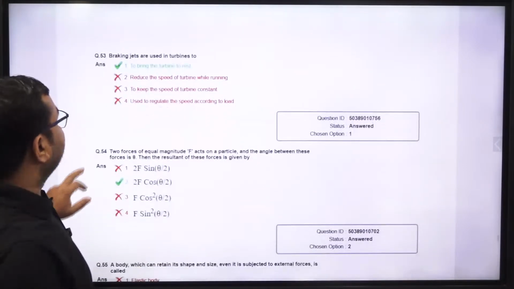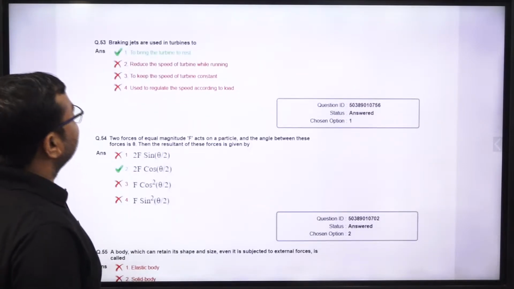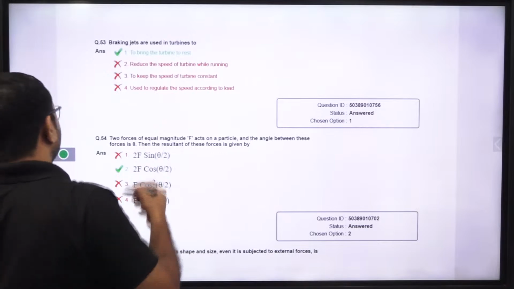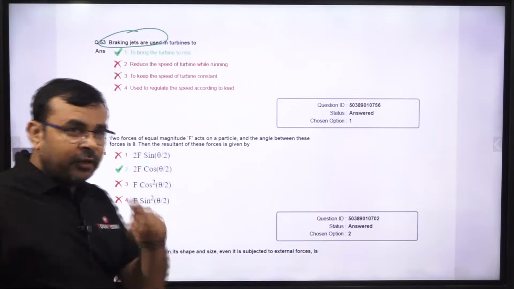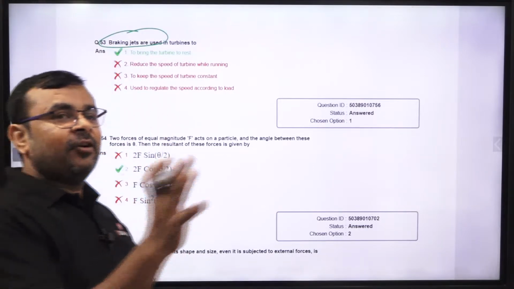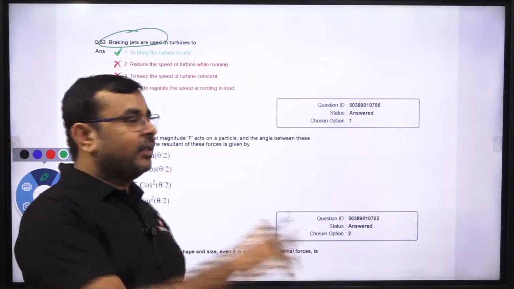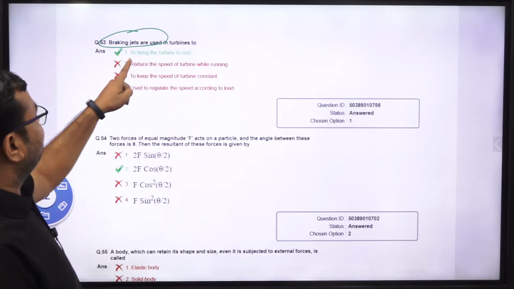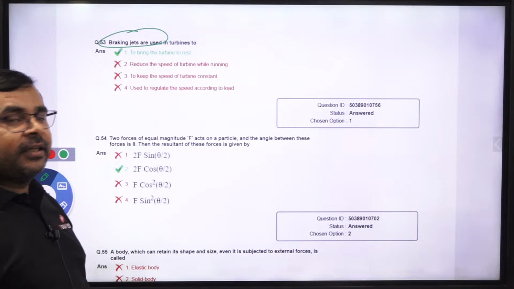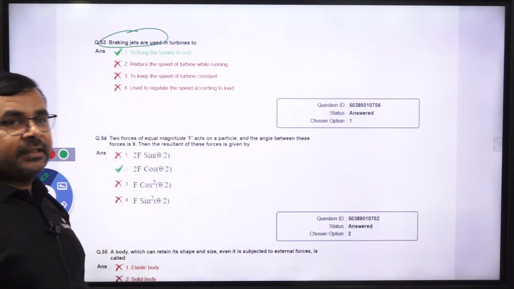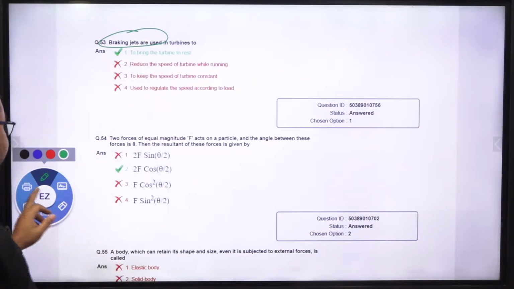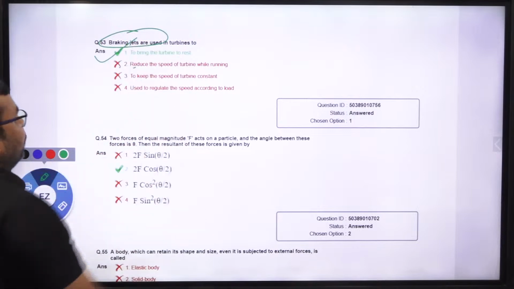Okay, so let's see another. Braking jets are used. Why is it used? Braking jet is mainly used to reduce the speed of the turbine. Correct. So to bring the turbine to the rest condition, we use a braking jet system. Yes or no? Braking jet system. So the correct answer is option one.